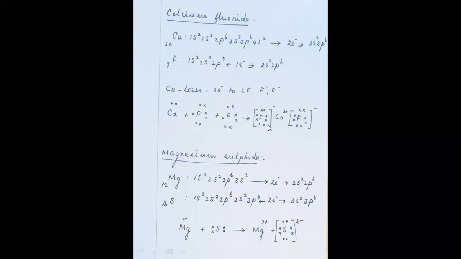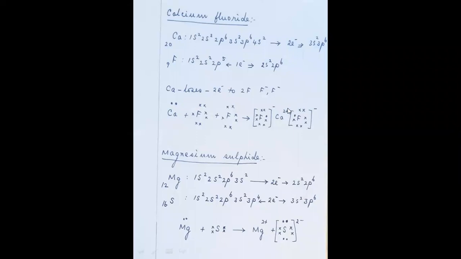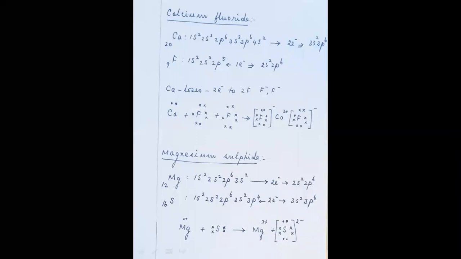Even this bond is also non-directional. This is non-directional because this fluorine can come here, this fluorine can go there, it can be anywhere, because the electric field is non-directional and the ionic bond is also non-directional. So this is about calcium fluoride.